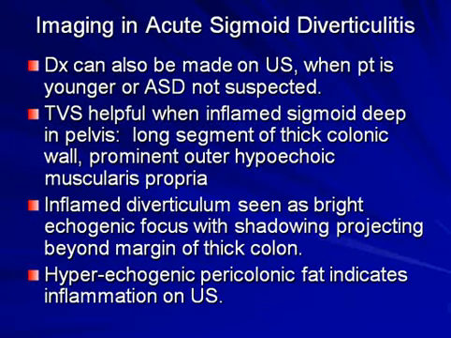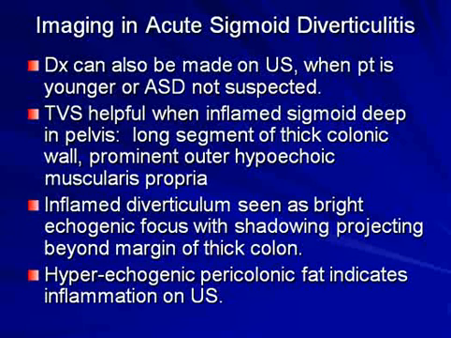The diagnosis of acute sigmoid diverticulitis can also be made using pelvic sonography, and that is important when the patient is younger or when acute sigmoid diverticulitis is in fact not suspected. The transvaginal sonogram is helpful when the inflamed sigmoid colon is located deep in the pelvis. We may be able to see a long segment of thick colonic wall and a prominent outer hypoechoic muscularis propria. That is the sonographic equivalent of the thickened sigmoid wall on CT.